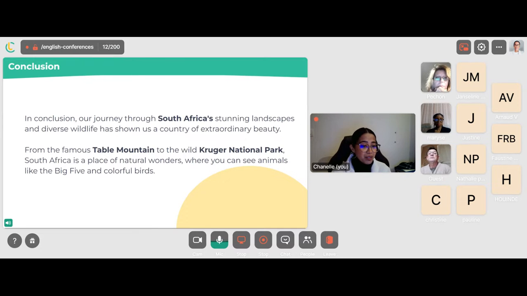So, in conclusion, our journey through South Africa's stunning landscapes and diverse wildlife has shown us a country of extraordinary beauty. From the famous Table Mountain to the wild Kruger National Park, South Africa is a place of natural wonders where you can see animals like the Big Five and the colorful birds.